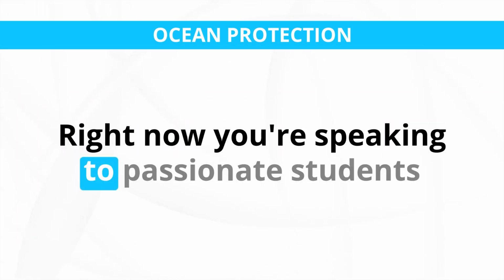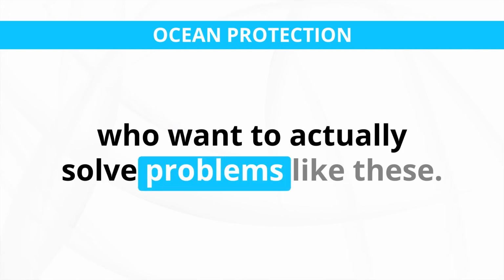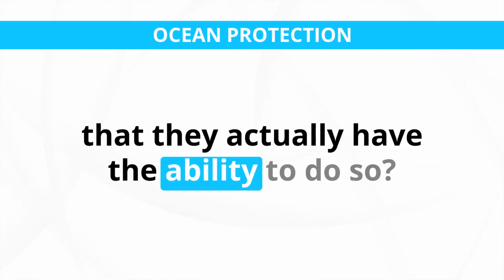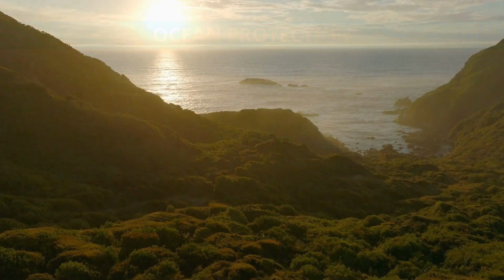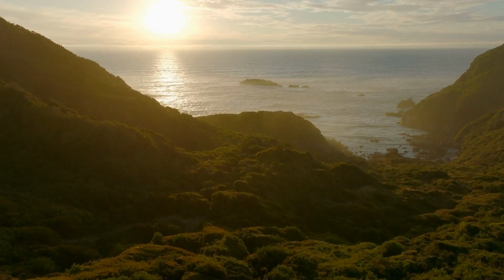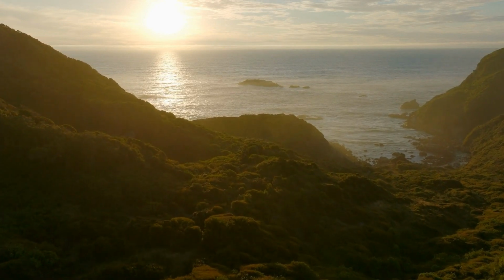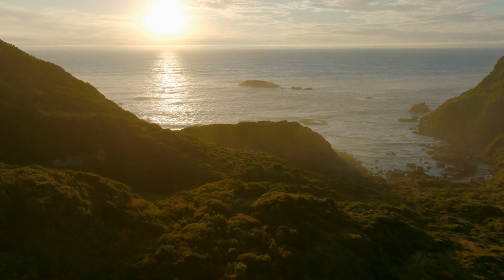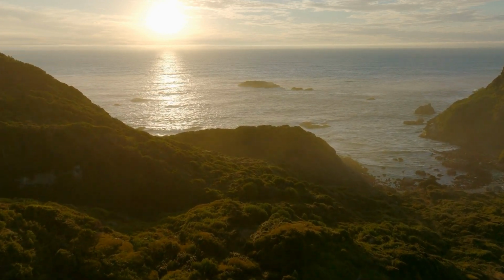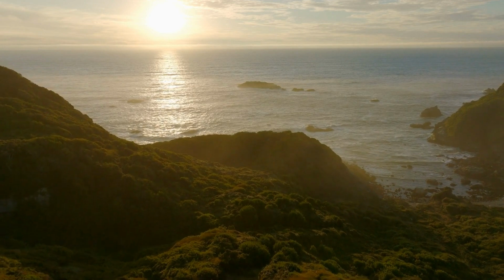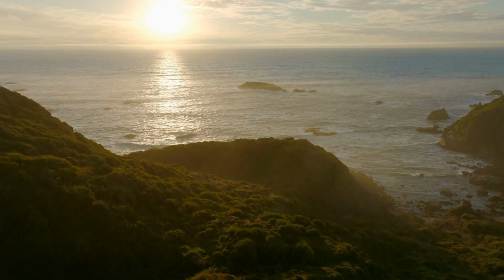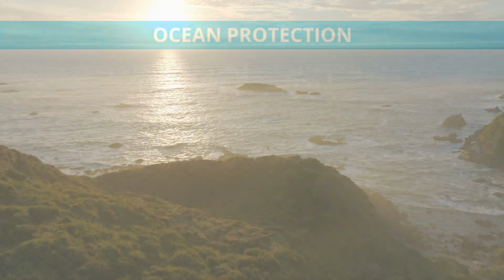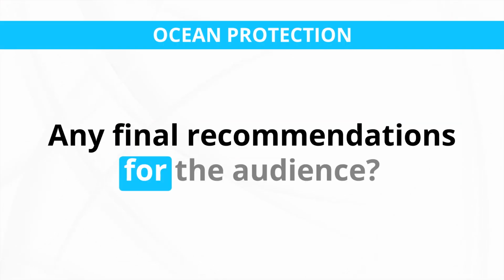Right now, you're speaking to passionate students who want to actually solve problems like these. What top 3 skills should they study so that they actually have the ability to do so? Ocean protection involves not only understanding the biology and the chemistry and the physics of the ocean, but also working with people. More generally, it involves thinking critically so that you can analyze the costs and benefits of possible solutions to determine those which are most likely to work and that are not too costly. There are lots of different areas in which you can make a contribution depending on what you enjoy doing and what you're good at. Any final recommendations for the audience?